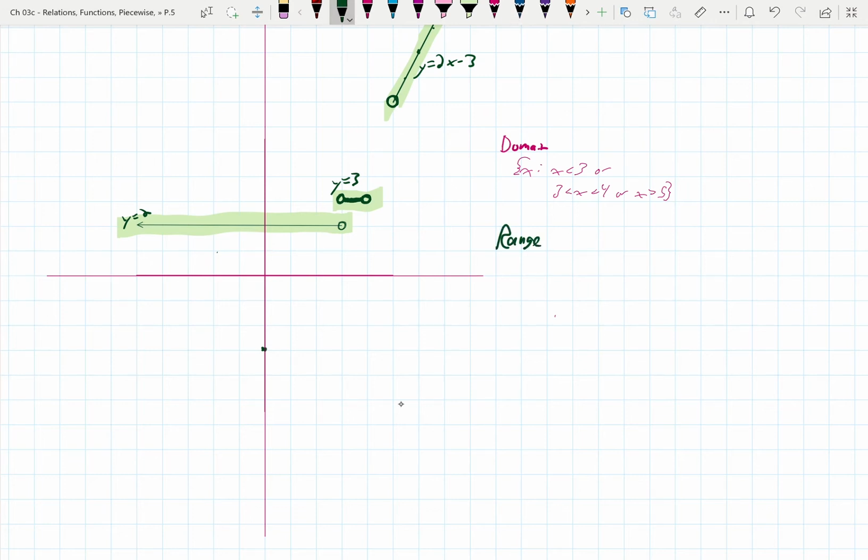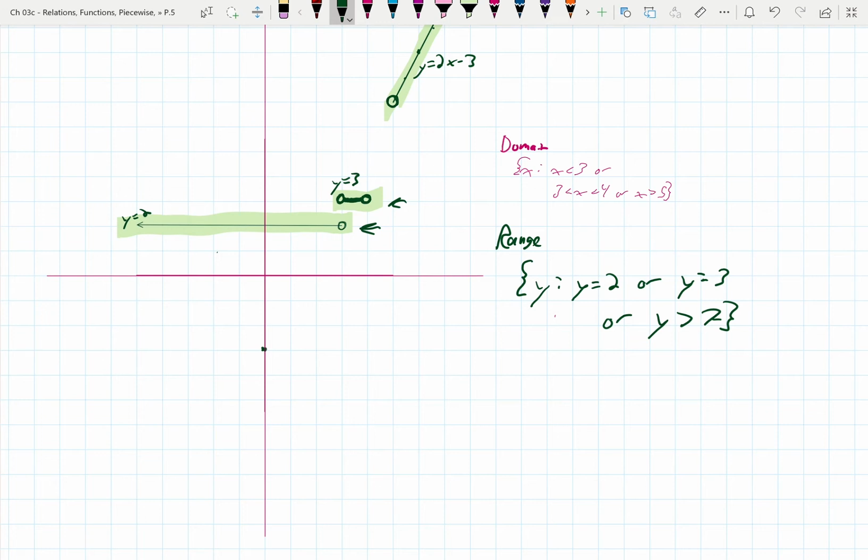If I look from the y perspective, there's a range value. It's all y such that I see that I have one here, y equals 2, or y equals 3, or, and then I can see this again is the ordered pair (5, 7), so y is greater than 7. And that would continue up.